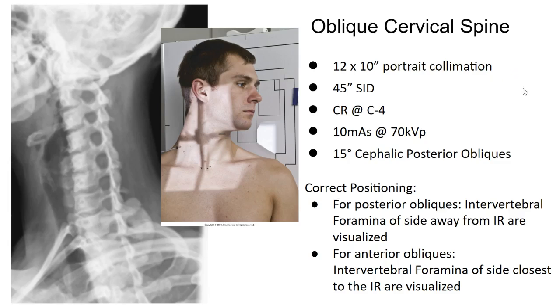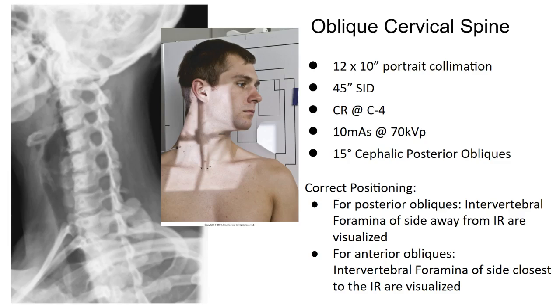And you're going to keep your 12 by 10 portrait collimation, your 45 inches SID. You are still centering at C4. We're going to keep our 15 degree cephalic tube angle as well. All we're doing here is rotating the patient 45 degrees into an oblique. And we're always going to do both obliques for comparison.